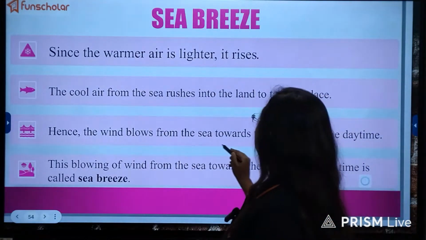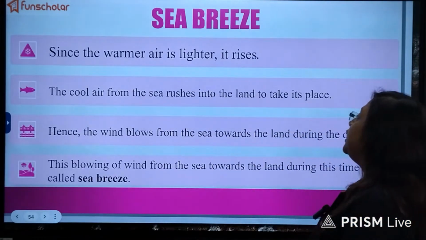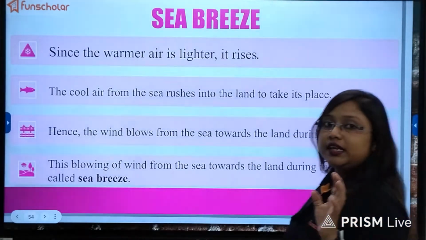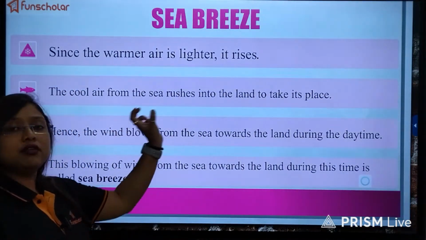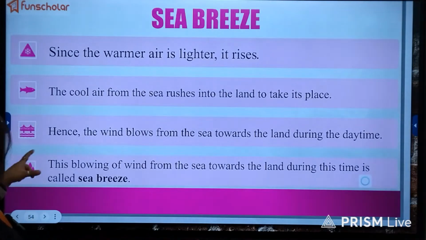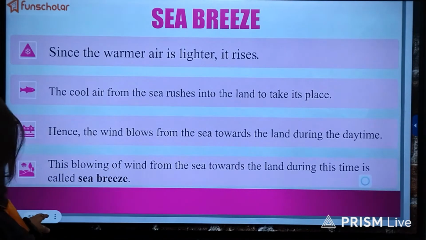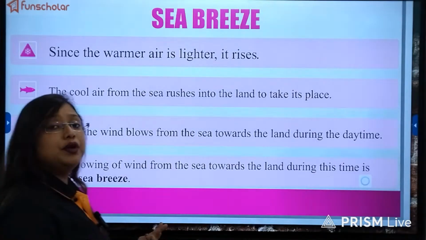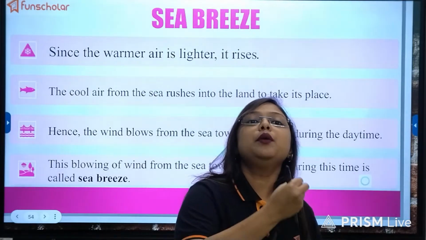This is a very important fact, the way in which the wind is blowing. In the daytime, the wind is blowing from the sea towards the land. Next, this blowing of wind from the sea towards the land during this time is called sea breeze. Since the wind is coming from the sea, we can say that it is sea breeze.